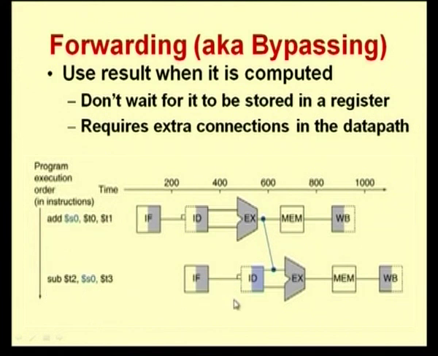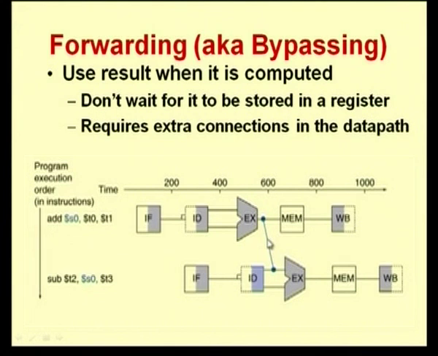But now, in the decode stage, if I read the value of S0, I would have got a wrong value. But when is this S0 value required? When this instruction goes into the execution stage. When is this going to go into the execution stage? Only at time 600. At time 600, the value is available at the output of EX, because add has completed execution. So, at time 600, the value S0 is available here.